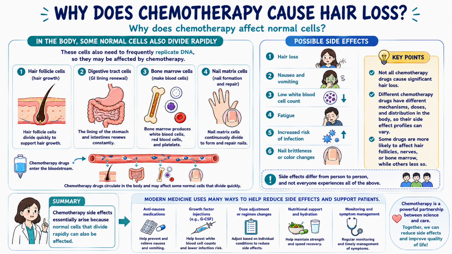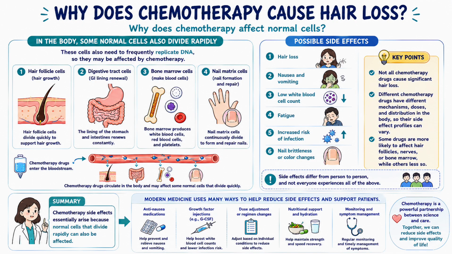One example is hair follicles. Hair continues to grow because the cells inside the hair follicles are constantly dividing. When chemotherapy damages these cells, hair loss can occur. Another example is the digestive tract. The lining of the stomach and intestines is constantly being renewed. Because these cells divide quickly, they can also be affected by chemotherapy. This is why many patients experience nausea, vomiting, loss of appetite, and diarrhea during treatment.